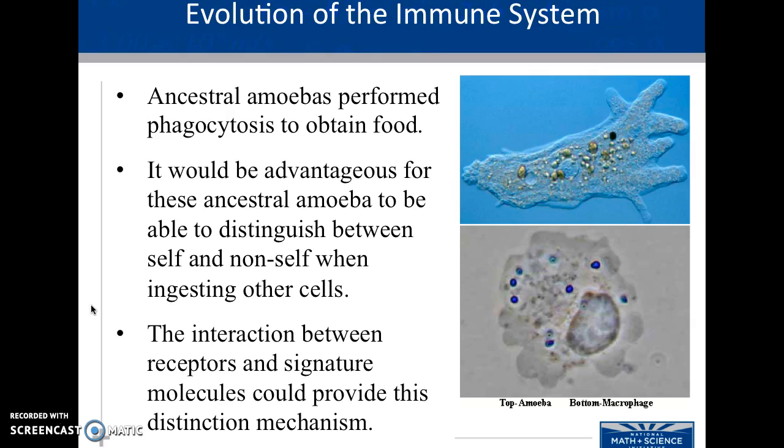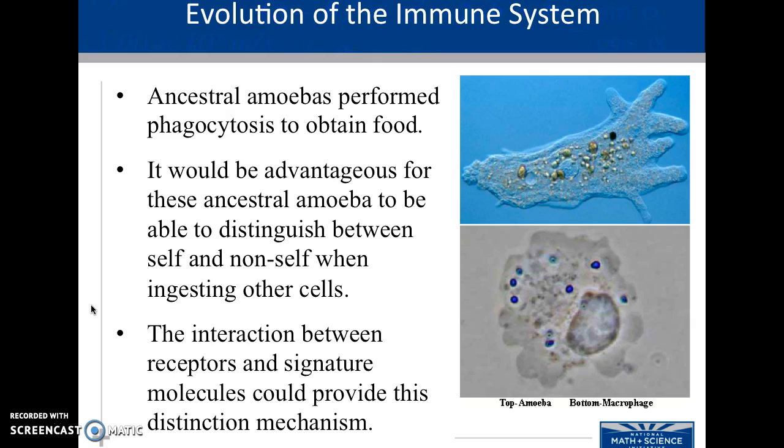When we look back at the very beginning of the immune system, or when organisms had an immune system, we see that ancestral amoeba, so very basic organisms, performed phagocytosis to obtain food. It would be advantageous for them to be able to distinguish between self and non-self when ingesting other cells. So what that means is that they don't have any sense of what they are eating, so they could be eating another amoeba or their own self, and so they need to be able to distinguish between self and non-self.